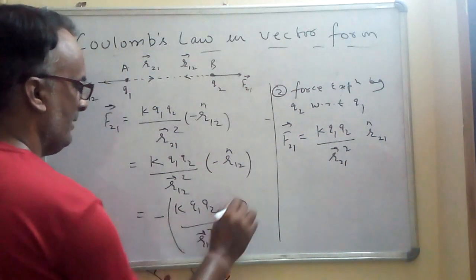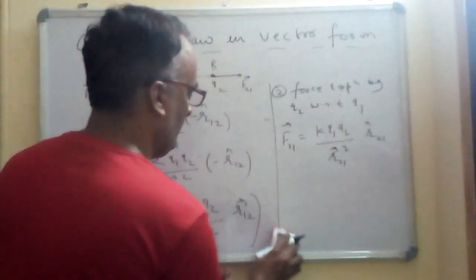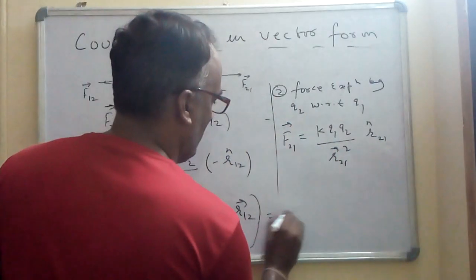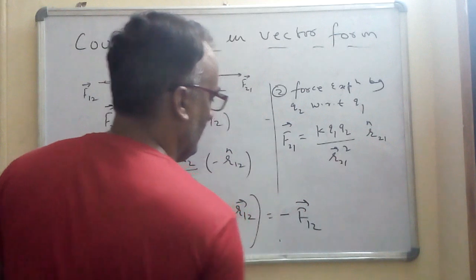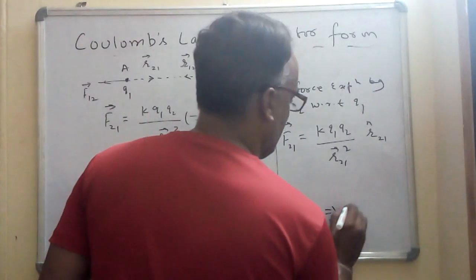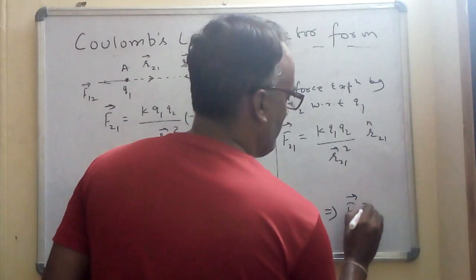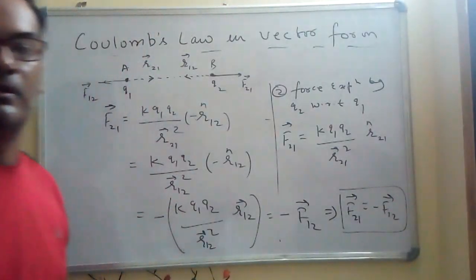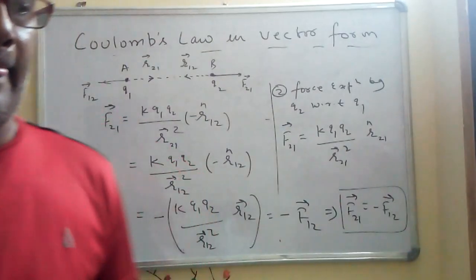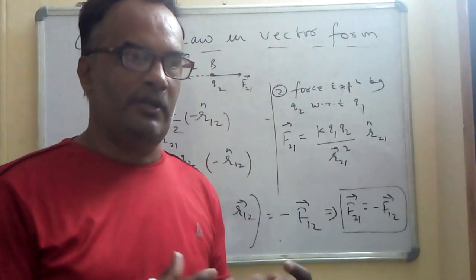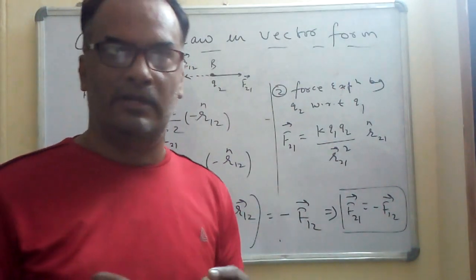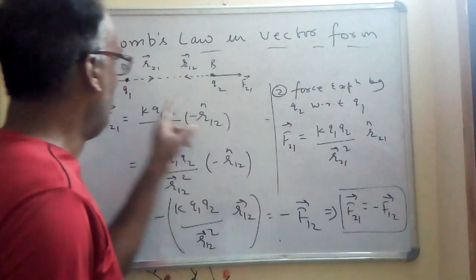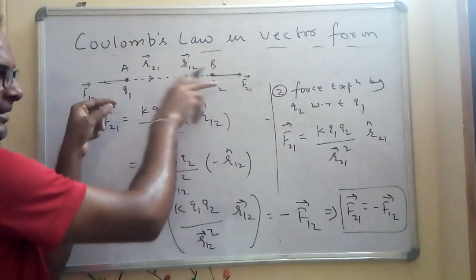Now you see this is equal to what? It is equal to F12, that is, it equals minus F12. So from this we conclude that F21 is equal to minus F12. This is your Newton's third law, you know. Newton's third law says what? Equal and opposite force. When you push any object, when you pull any object, then there will always be equal and opposite force, that will be experienced by both the bodies. So here also these two charges experience equal and opposite force.